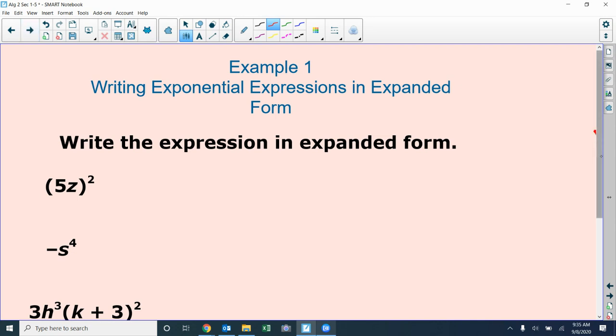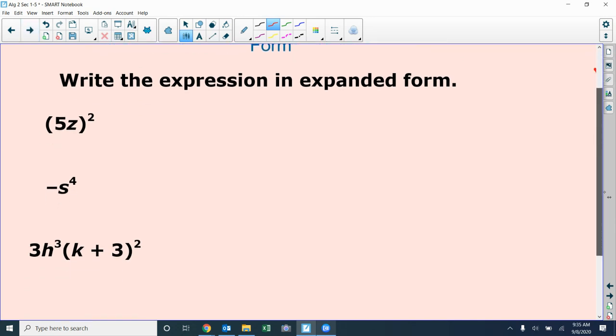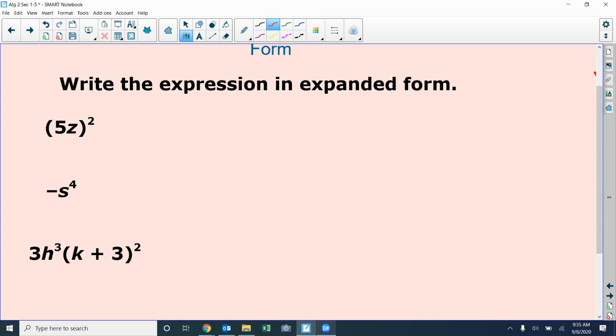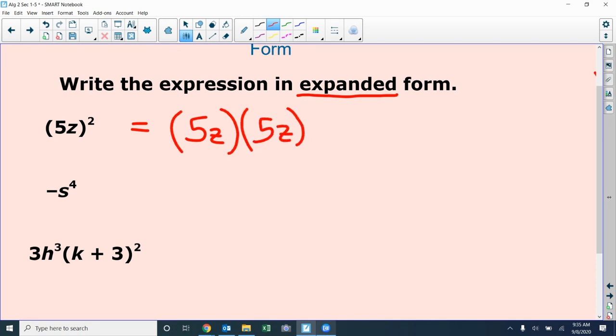Let's see what we can do. Expand. I'll do this first one for you, and then you can write out the next. So that power of 2 is only acting on the 5z. So this isn't simplify, it's just called expand. So it's going to be 5z times 5z. And that's all there is to that.